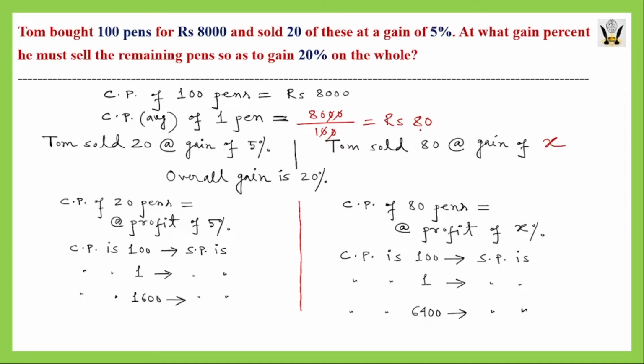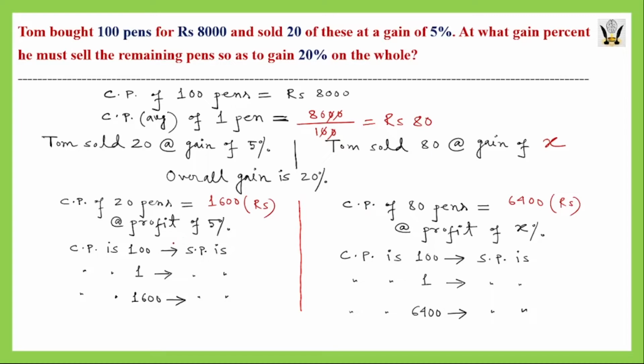For each pen it is 80, so for 20 pens it will be 1600 rupees. And the cost price of the remaining 80 pens will be then how much? 80 multiplied by 80, so it will be 6400 rupees. These are the cost prices of those 20 and 80 pens.